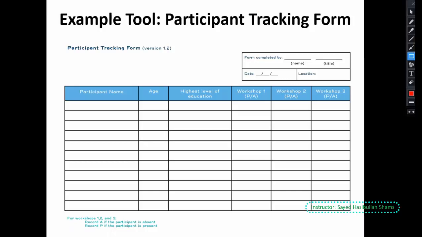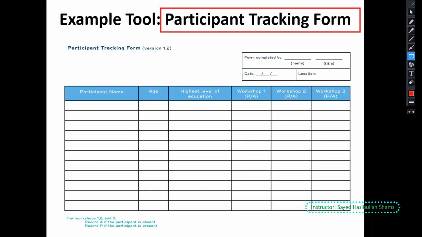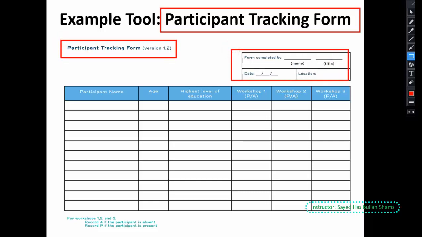We must search, for example, in previous projects, where we can find great tools. If there is not a favorite or the form that we desired, we can develop one from our own side. Anyway, in this tool we have metadata. Here the metadata is the participant tracking form, which is the title of our form, and the version, and also who collected the data, the title, the date, the location, and the position of the person. So these are the metadata.